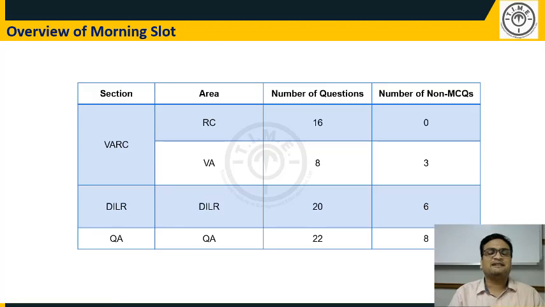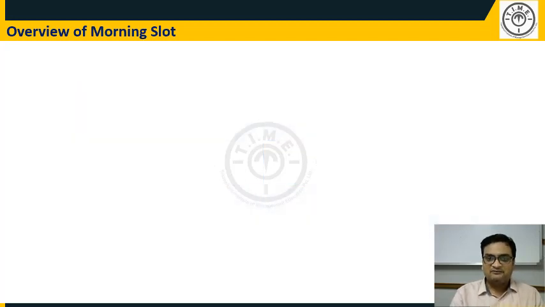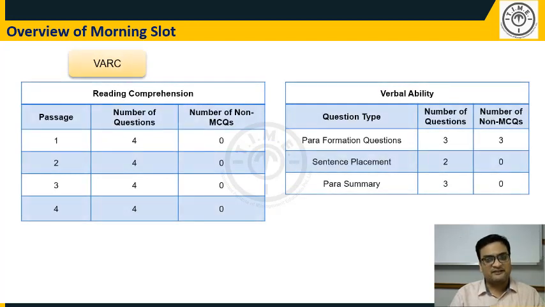So when you look at this slide, it would appear as if the CAT pattern has not changed much, but it's only when you dig deeper into the type of sets, the type of questions, the number of questions in each set that have appeared, we would be able to observe some differences. So let's look at the VARC first.